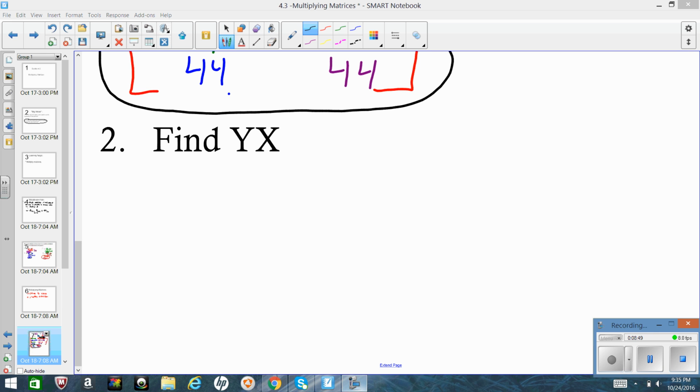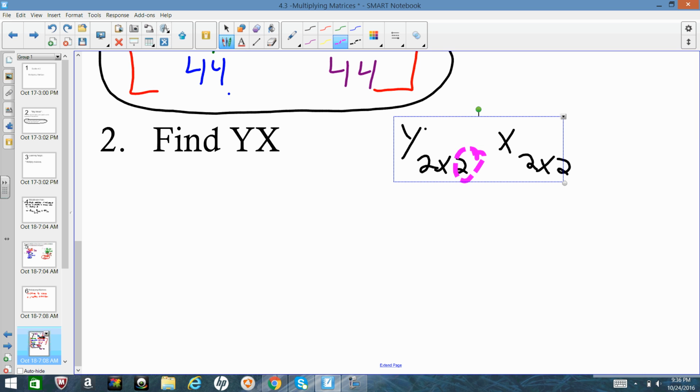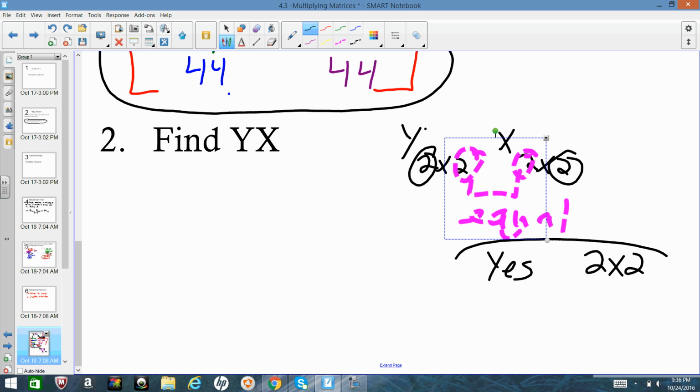So the first thing we need to do is figure out if this is possible to multiply. So Y is a 2 by 2. X is also a 2 by 2. So since those two numbers are equal, we know we can multiply. So we're going to take the first and the last. So again, yes, if we multiply these, it is going to be a 2 by 2. So now it's a matter of multiplying them.